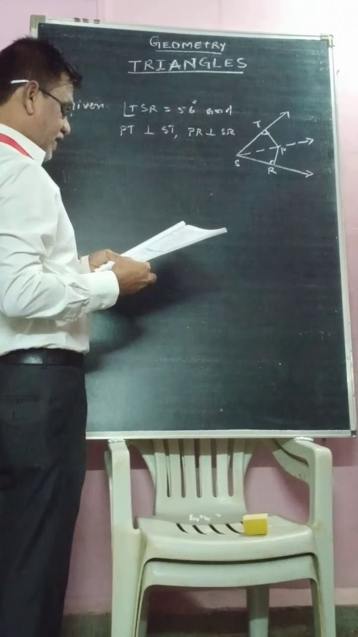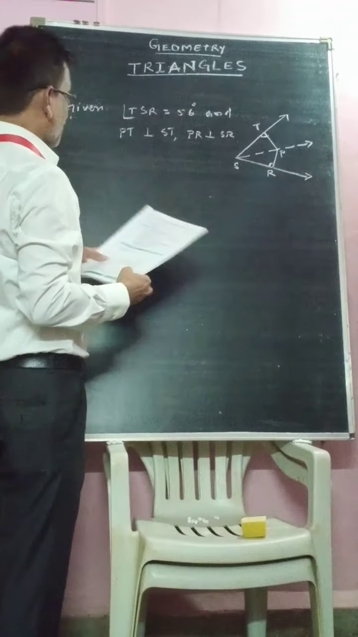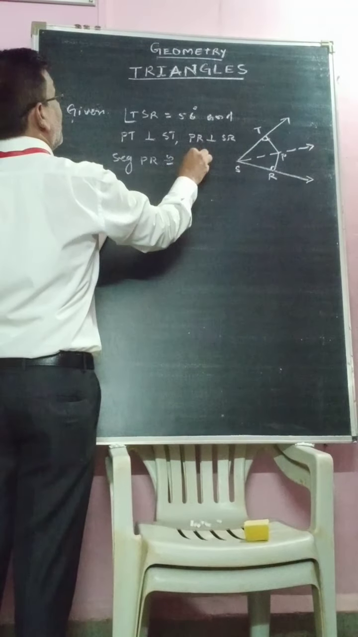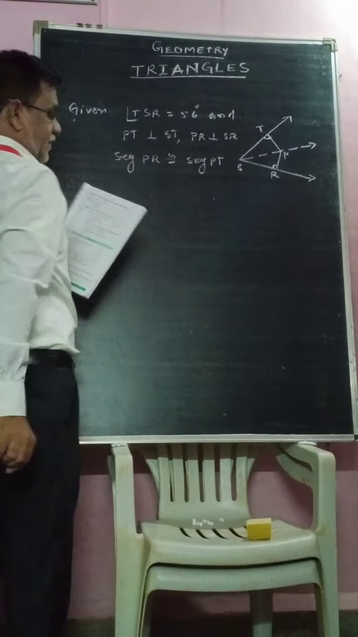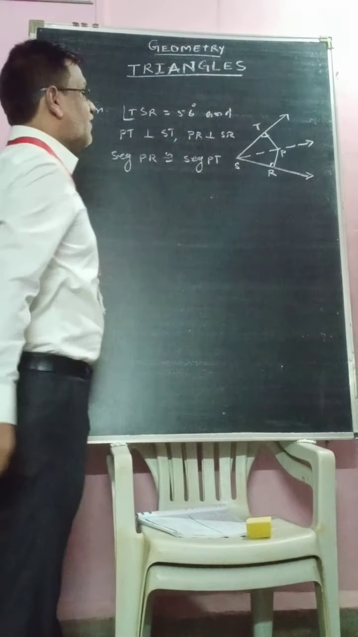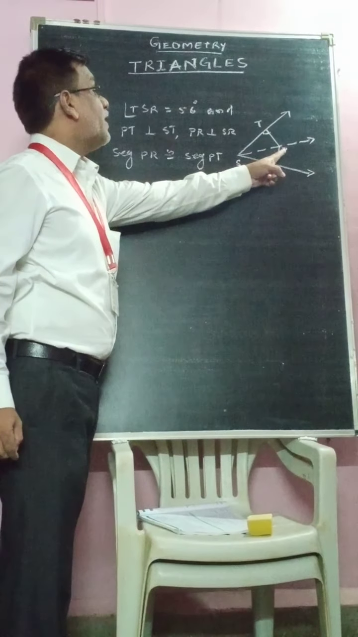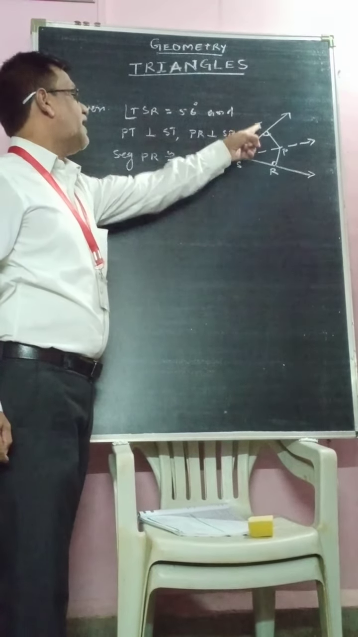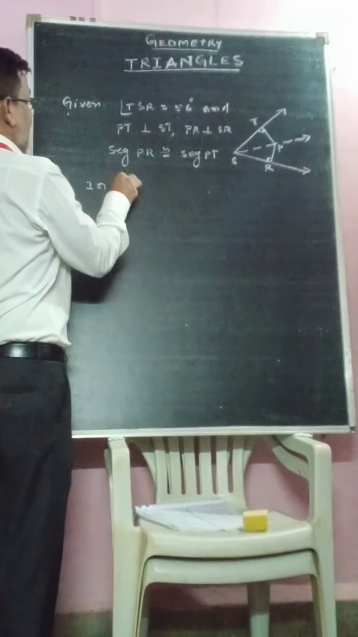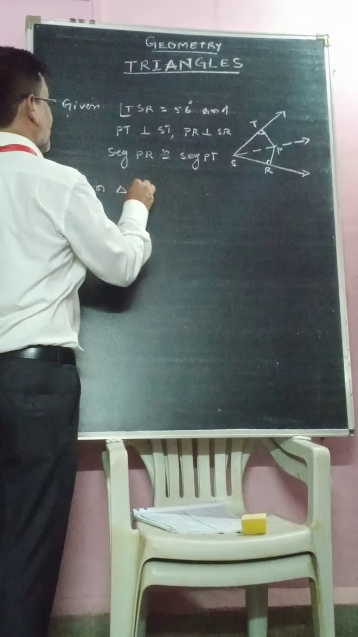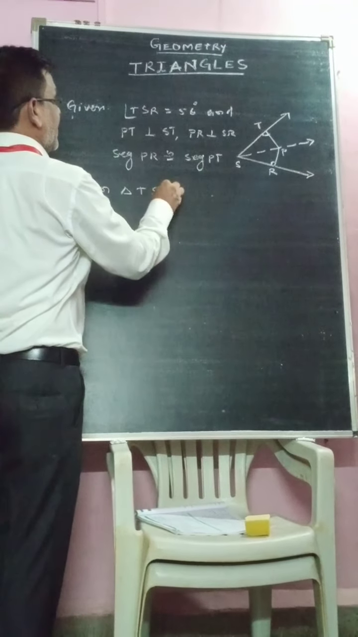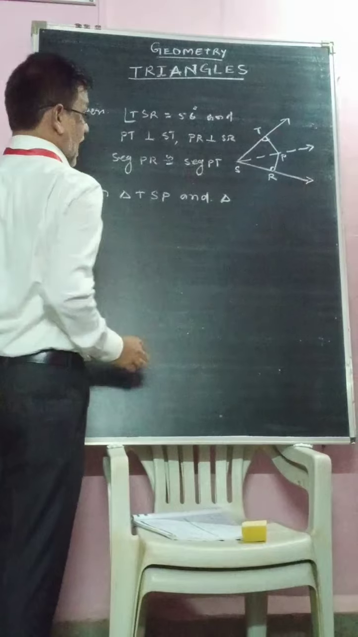Here one more thing is given, that segment PR is congruent to segment PT. It is also given to you. Now see, we already proved the angle bisector theorem. First you have to prove that point P is on the angle bisector of angle TSR. Now consider triangle TSP and triangle RSP.